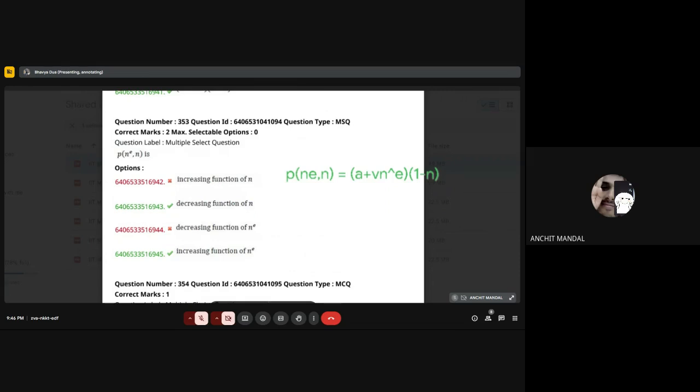And from this, we get A minus AN plus VNE minus NVNE. Then the next step is differentiating this with respect to both NE and N. With respect to NE, we get an increasing function, and with respect to N, we get a decreasing function because the derivative for NE is positive and the derivative for N is negative: minus of A plus VNE, and V of 1 minus N.